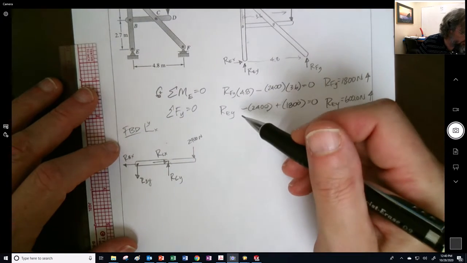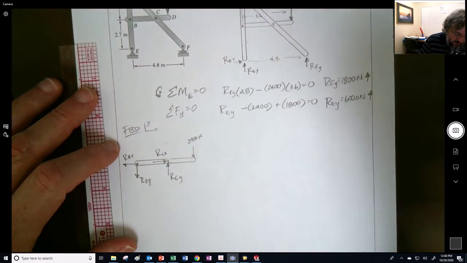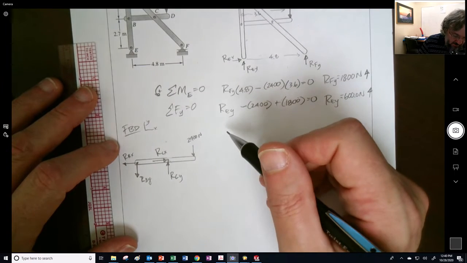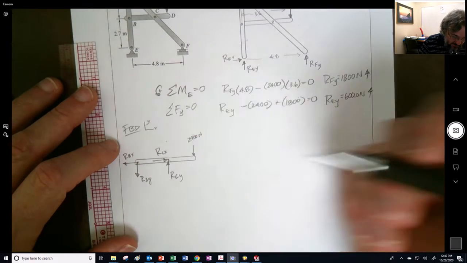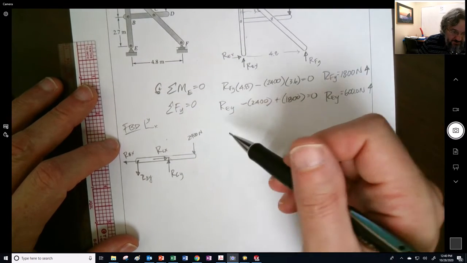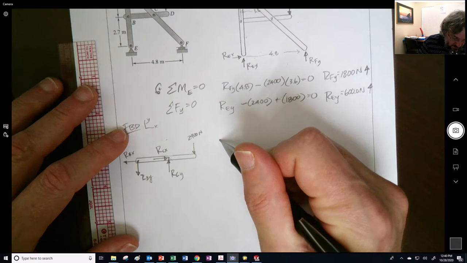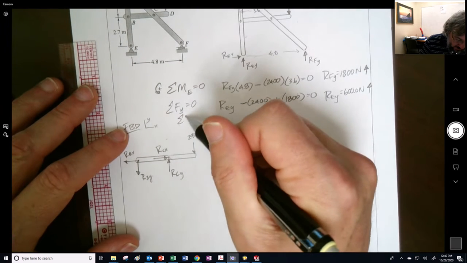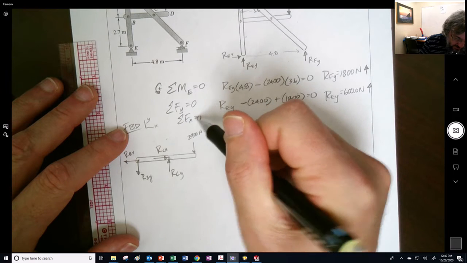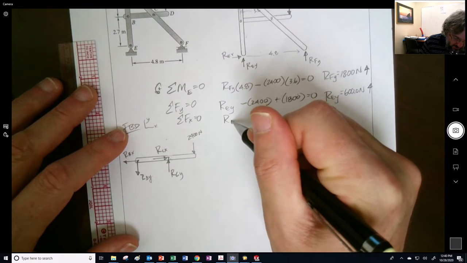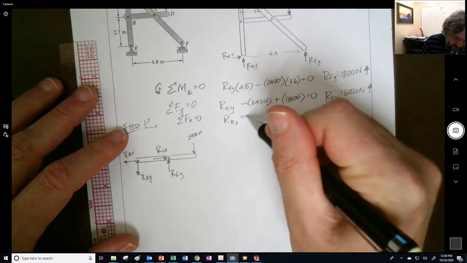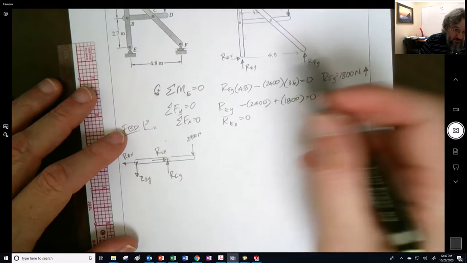Or you could also just choose them positive, and if you get a negative answer, you find out you have the right direction. Okay. So something I forgot to do up here, by the way, the summation of forces in the x direction. So we get REX equal to 0, right? I forgot to finish that up.